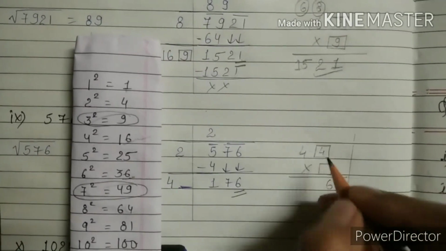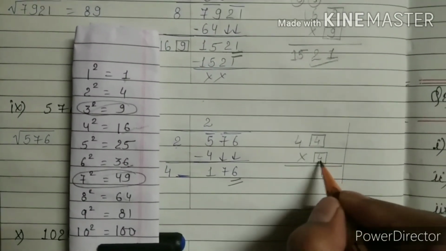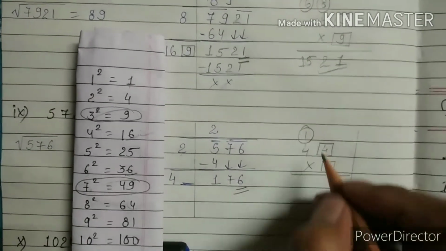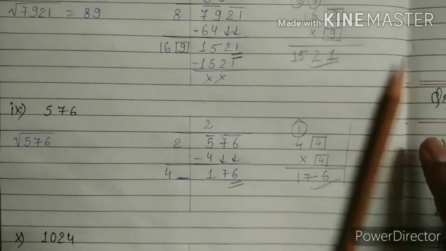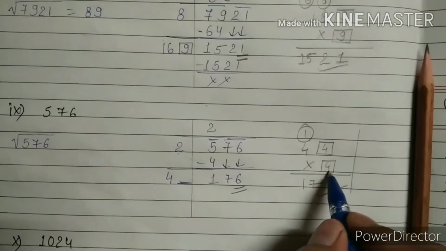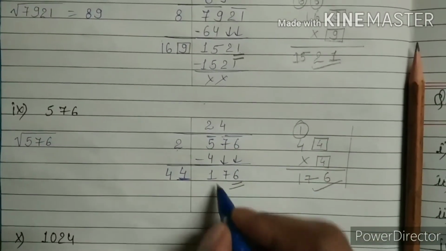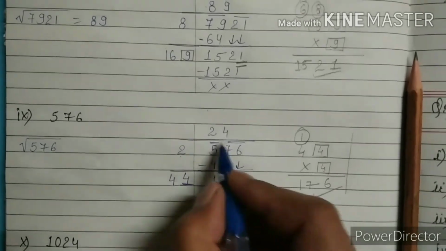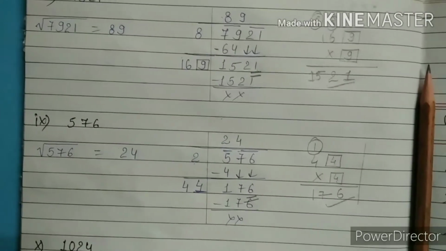Firstly we will put here 4. If here is 4, so here is also 4. 4 4s are 16, 1 on the carry. 4 4s are 16 plus 1, 17. So here we got, for the first time, the same right answer, that is 176. That means here 4 will come, so 4 is here and its answer is 176. So the square root of 576 is 24.